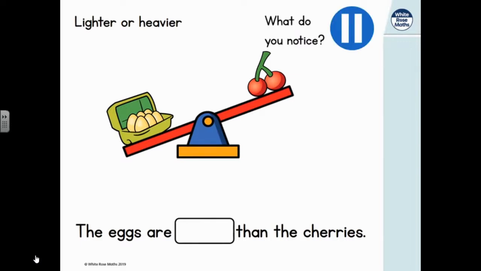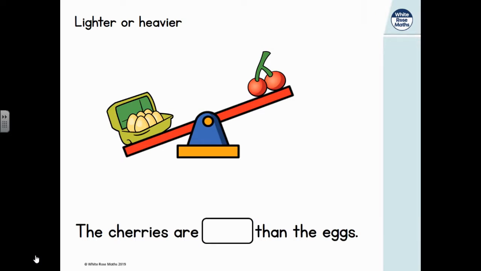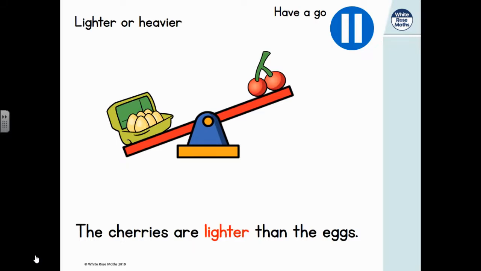Pause the video here and have a look. What do you notice? That's right. The scale is tipped down on the eggs side, which means the eggs are heavier than the cherries. What does that tell us about the cherries then? Pause the video to have a think. The cherries are lighter than the eggs.